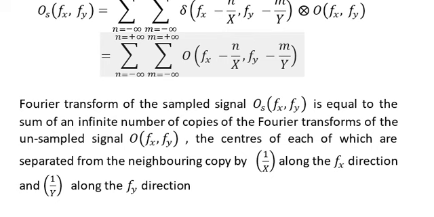So putting the values of n and m, you can generate an infinite number of copies, and you know that the center of the 0th order copy is separated from the center of the first copy by 1 over x along the fx direction and by 1 over y along the y direction. This is what we have stated in this text.